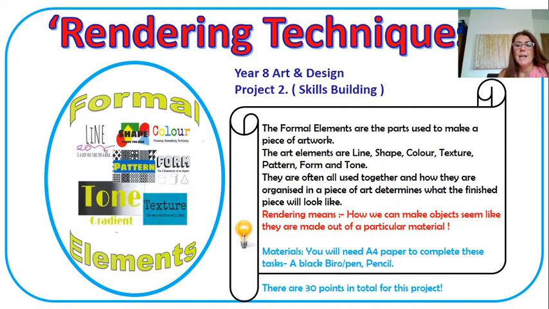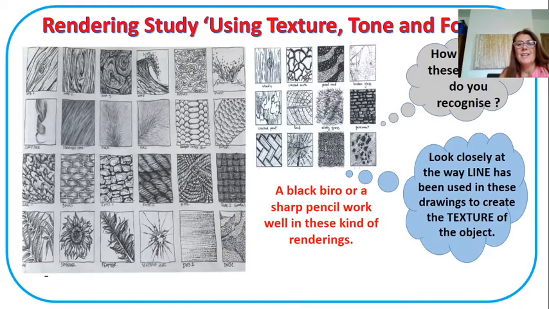So here we go. For this task, what you're going to need is A4 paper, a black biro or a pencil, and there are going to be 30 points available for the project. On the first slide you can see it's entitled Rendering Study Using Texture, Tone and Form, and we've got loads and loads of rectangular boxes on here.